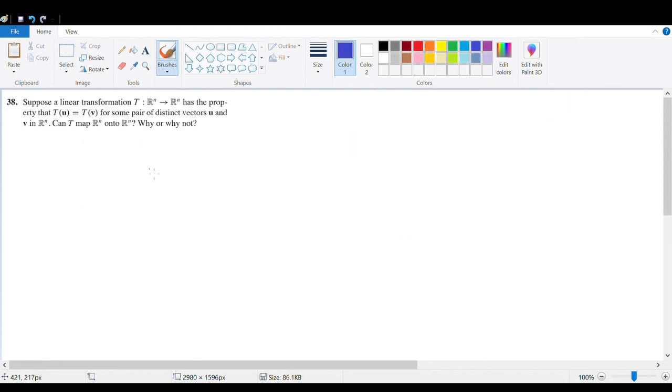For 38, suppose a linear transformation T from Rn to Rn has the property that T(u) is equal to T(v) for some pair of distinct vectors u and v in Rn. So since here it is given T(u) is equal to T(v), but u is not equal to v. So from here we have the information that T is not 1 to 1.